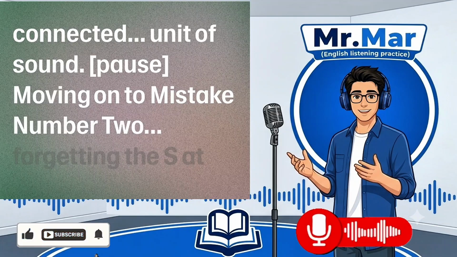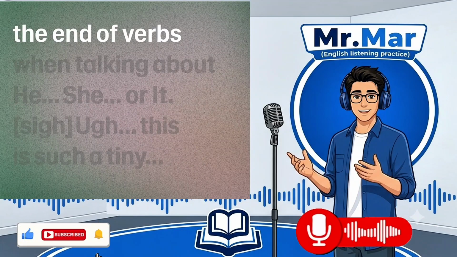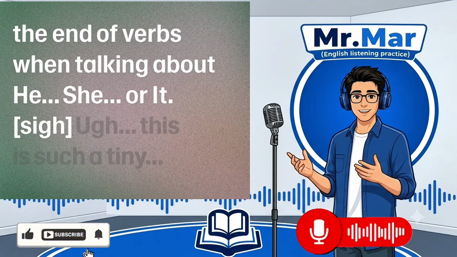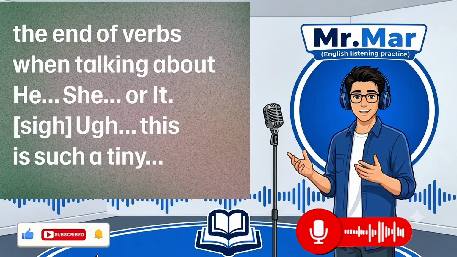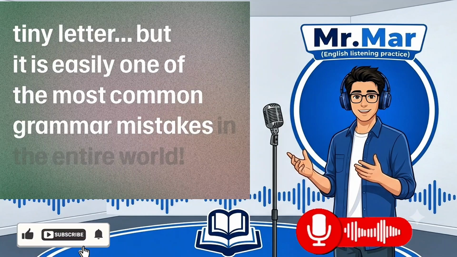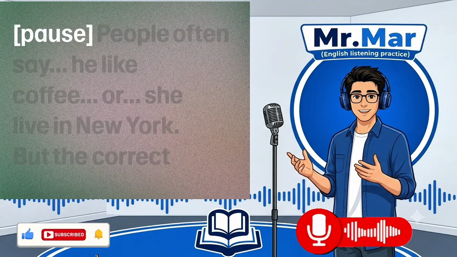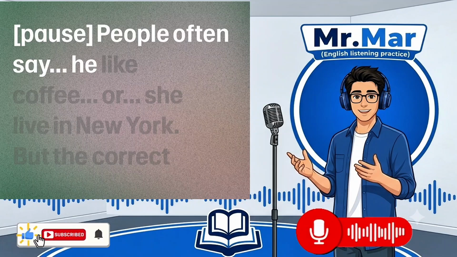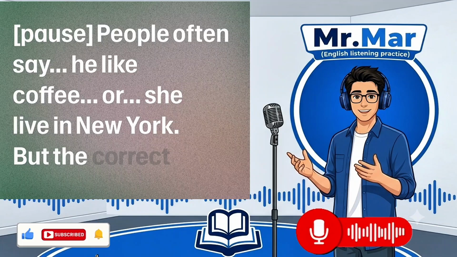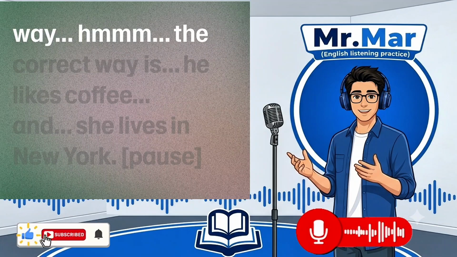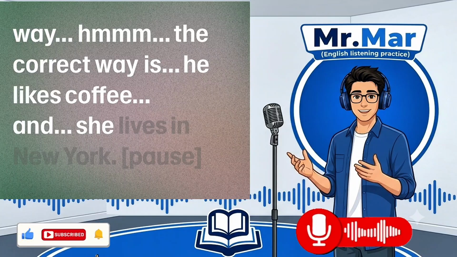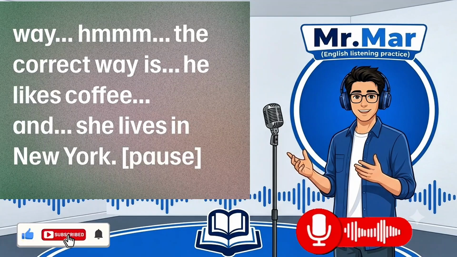Moving on to mistake number 2, forgetting the S at the end of verbs when talking about he, she, or it. Ugh, this is such a tiny, tiny letter, but it is easily one of the most common grammar mistakes in the entire world. People often say, "He like coffee," or "She live in New York." But the correct way is, "He likes coffee," and "She lives in New York."